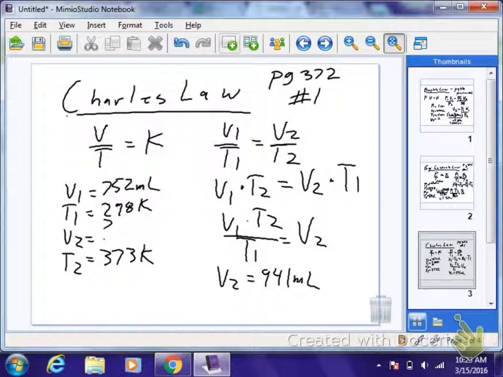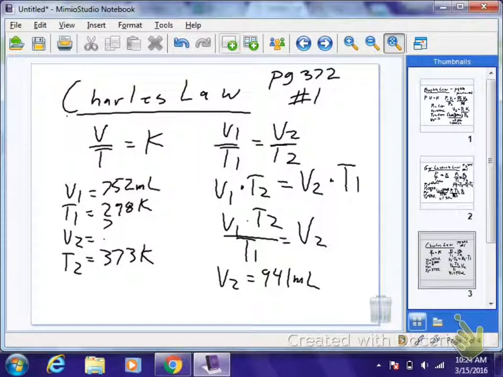If it asks what's the temperature in Celsius, guess what? You still have to have it in Kelvin. Then you have to convert it back. So if I get an answer of, say, 300 Kelvin, then I have to convert that back to Celsius by subtracting 273. So don't think you have to plug in Celsius if they ask you for the temperature in degrees Celsius. You have to convert it to Kelvin, plug it in, and then subtract 273 to get Celsius later on.